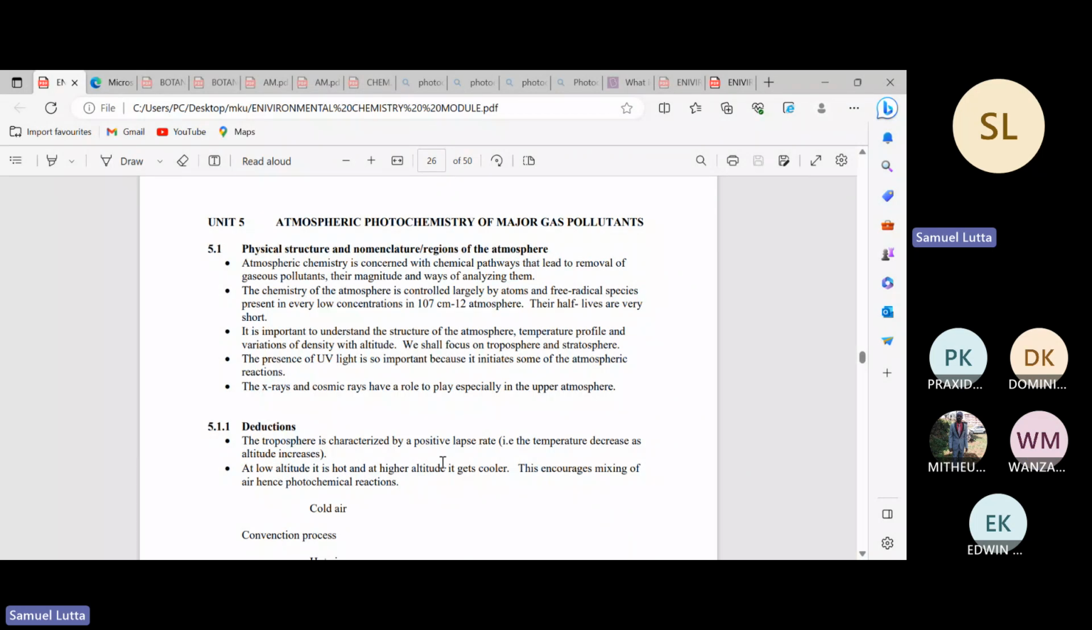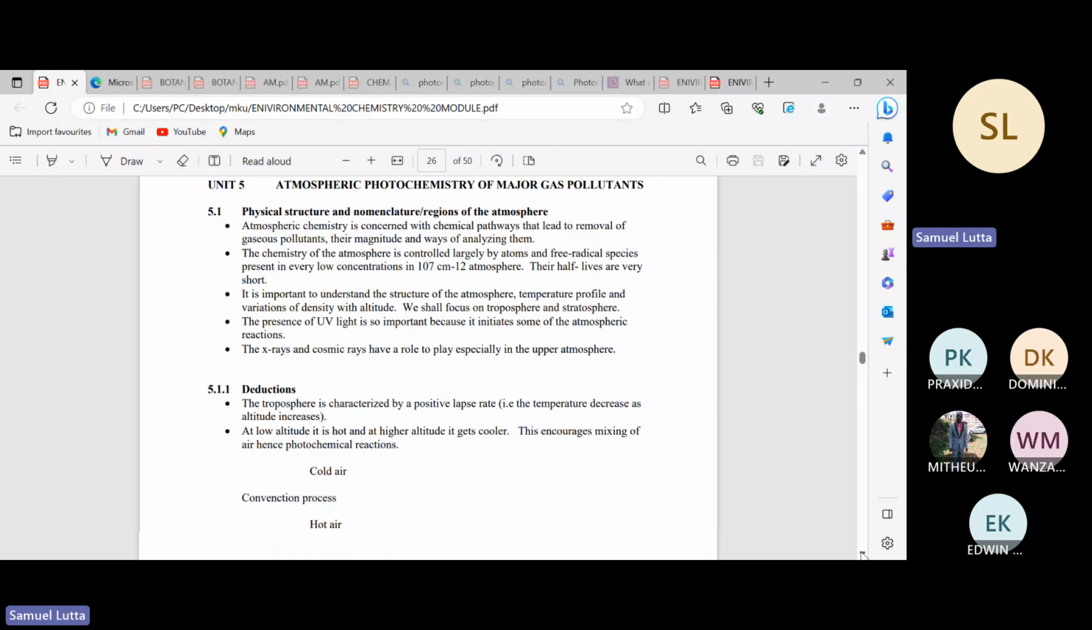So let's just look at this. When we were looking at the diagram of the atmosphere, we talked about the troposphere, which is normally characterized by what we call positive lapse rates. That means the temperature decreases as you go up. At low altitude, the temperature is hot. The higher you go, the cooler it becomes. So this encourages the air to mix, and hence photochemical reactions.